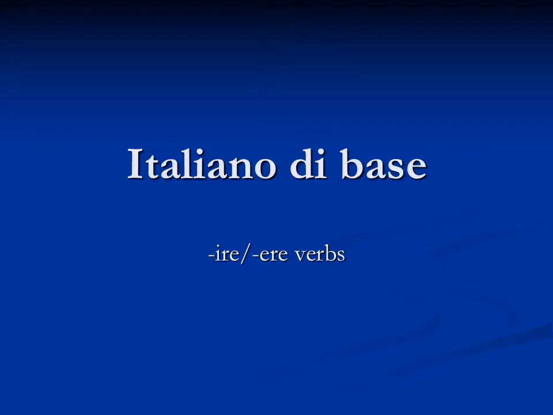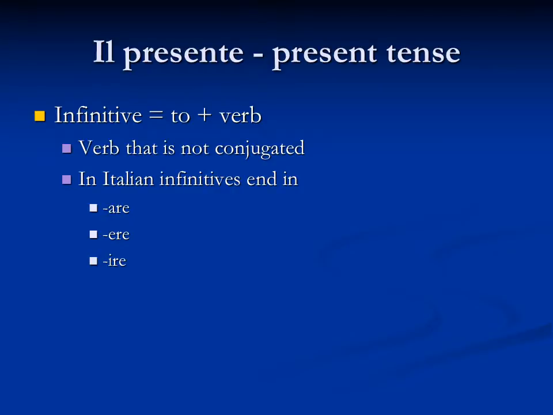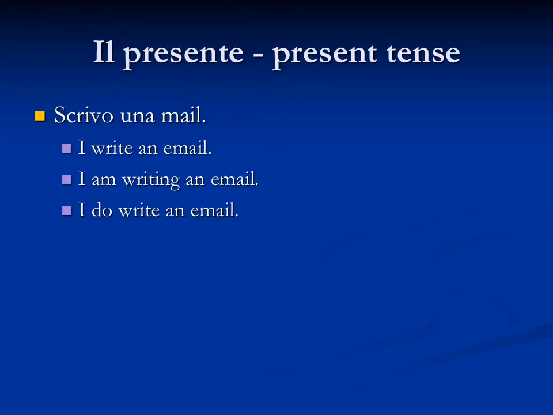Buongiorno. In this session, we're going to discuss ERE and ARE verbi. To begin with, it's important to review that the infinitive is the "to" form of the verb. It's a verb that's not conjugated, and in Italian, infinitives generally end in ARE, ERE, and IRE. Again, during this session, we will focus on ARE and ERE.